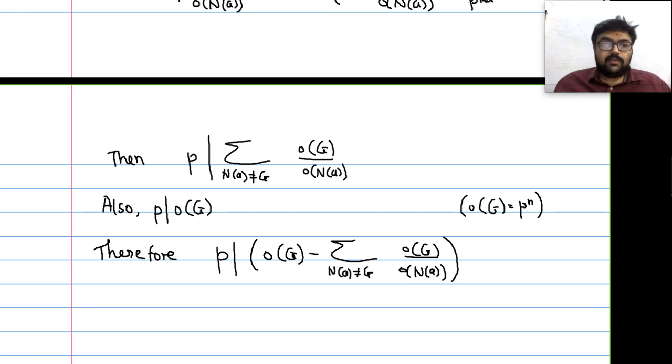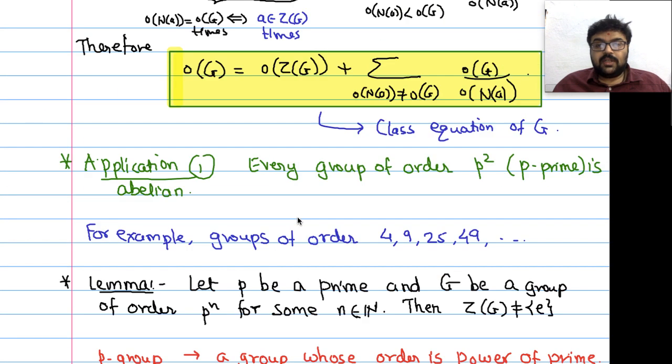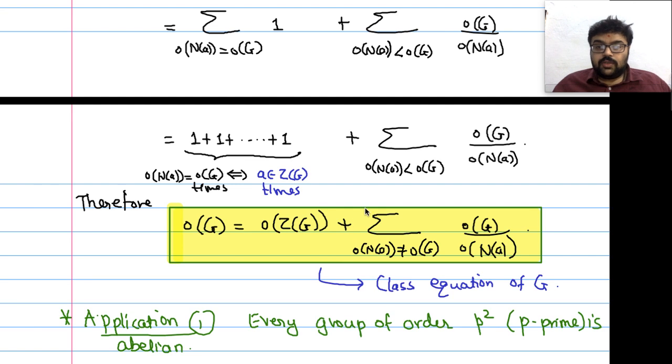What we have used is this: P divides A, P divides B, which implies P divides A minus B. So P divides order of G, this is A, and this term is B. So P divides the difference. And so by the class equation, what is order of G minus this sum? If you see the class equation, yes, here, order of G minus this sum goes to this side, so it will give us order of Z(G).